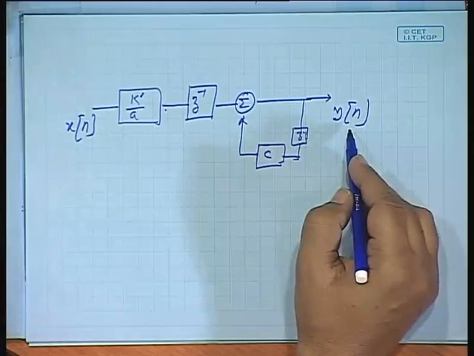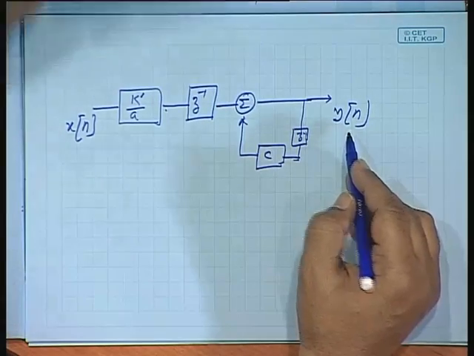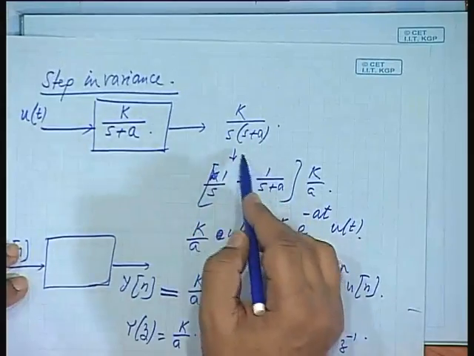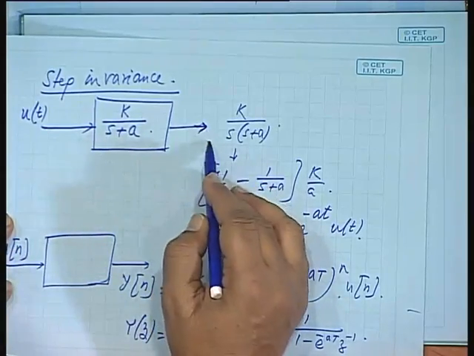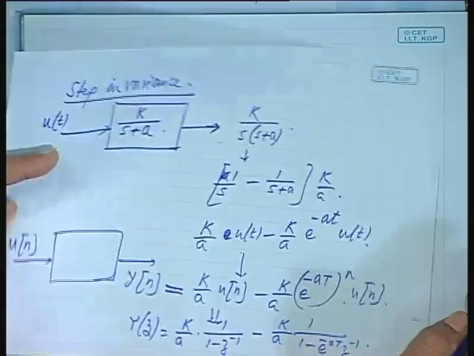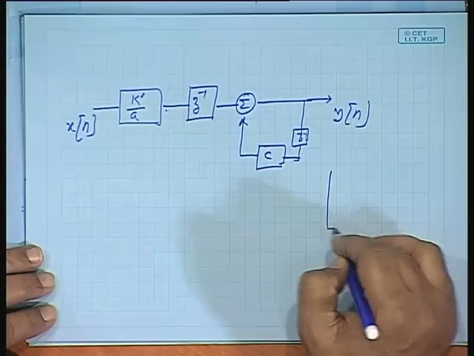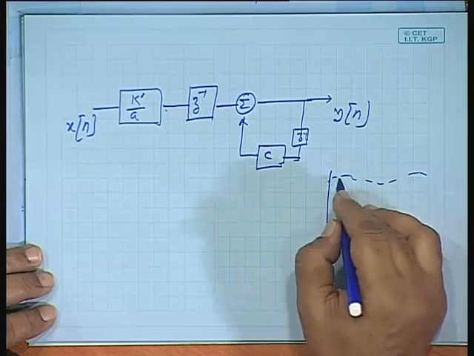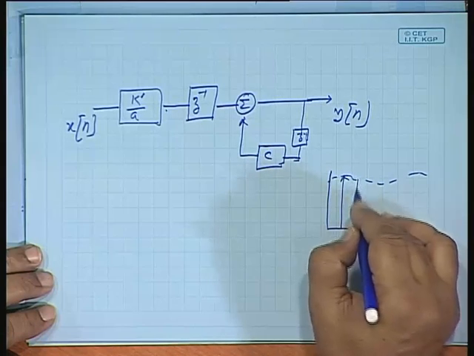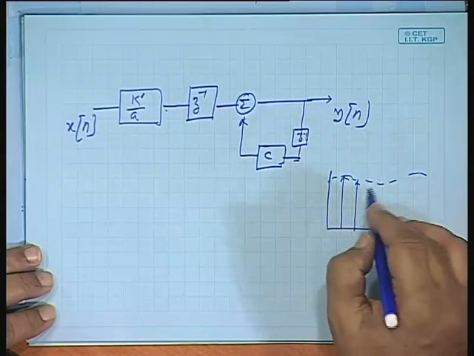This output will match with the step response of the continuous domain. It will match with this, only it will be in a discrete form. Whatever be the output in the continuous domain, its sampled version will be appearing here.